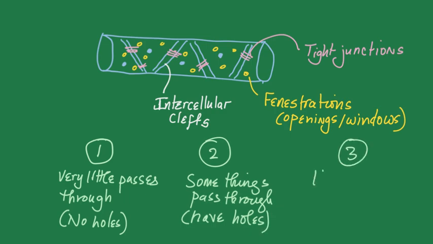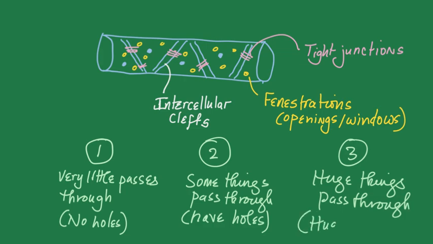The third type of capillary has large holes, so big things can pass through this capillary, large openings. So basically, we're talking about no holes, some holes, and huge holes. Here is the first type of capillary that we talked about. We call these type of capillaries continuous capillaries.